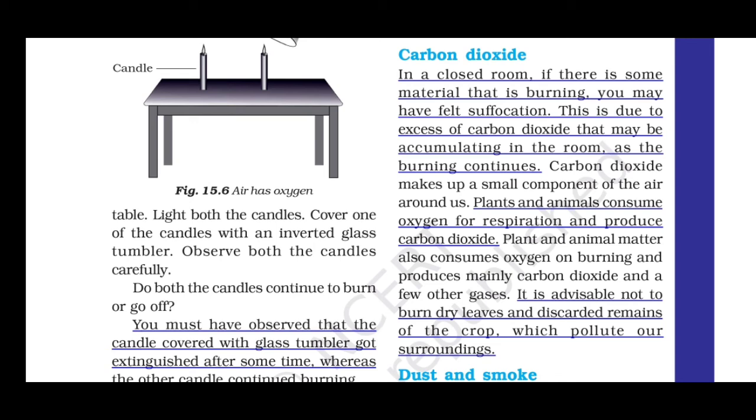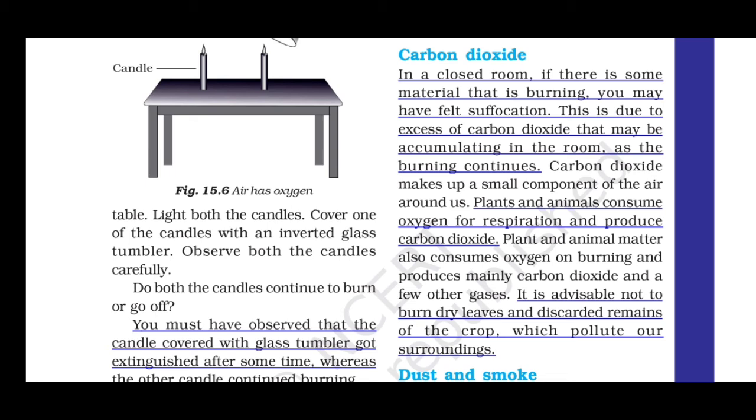So the next component, and today's last topic, is carbon dioxide. In a closed room, if there is some material that is burning, you may have felt suffocation. Okay, when there is a room and something is burning, you sometimes feel suffocation. This feeling of suffocation is due to excess carbon dioxide that may be accumulating in the room as the burning continues. Sometimes smoke, sometimes other materials when burned produce carbon dioxide, and carbon dioxide makes up a very small component of the air. It is a very small part of air.